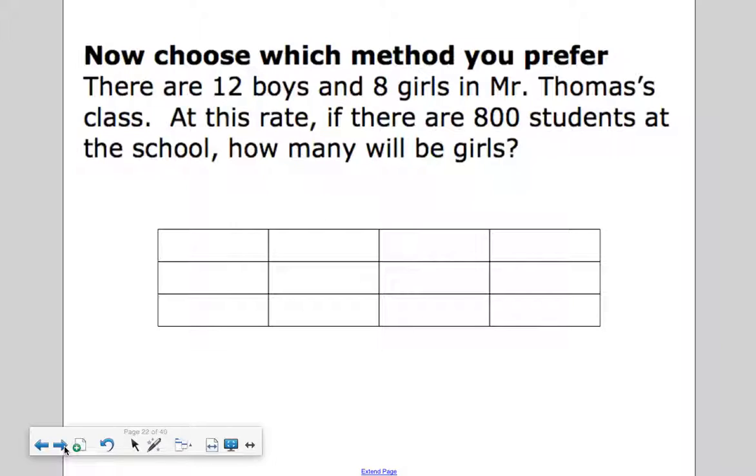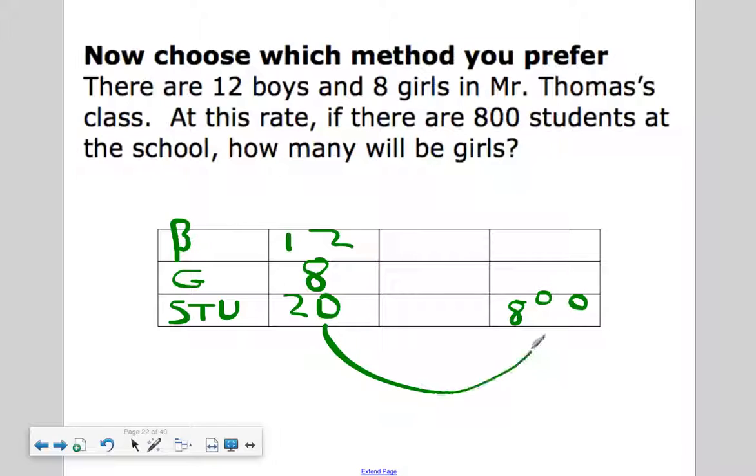There are 12 boys and 8 girls in Mr. Thomas' class. At this rate, if there are 800 students at the school, how many will be girls? So this question is about boys, girls, and students. So I'm going to label this boys, girls, students. As you can tell, my chart has 3 rows on it. There are 12 boys, 8 girls. So how many students are there in Mr. Thomas' class? 20 students.